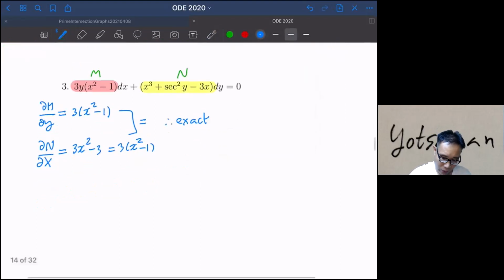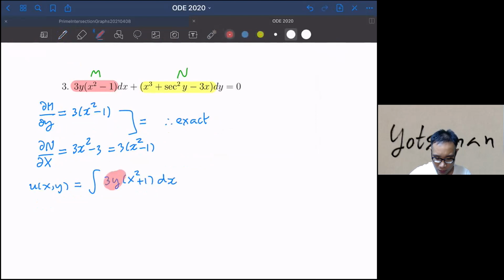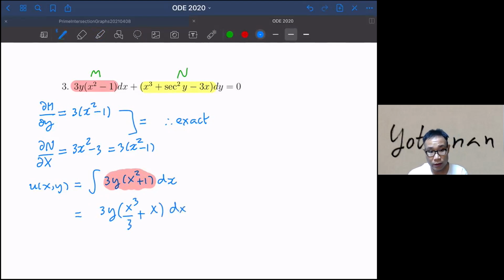So you're gonna have uxy turn out to be, you're gonna integrate your M, so it's gonna be 3y x squared plus 1 dx. This one I just copied out from the question. So you're gonna integrate with respect to x. So you would just get 3y and you integrate, so it's going to be x to the third over 3 plus x dx. So you just have each term like this. This one is just the first step.